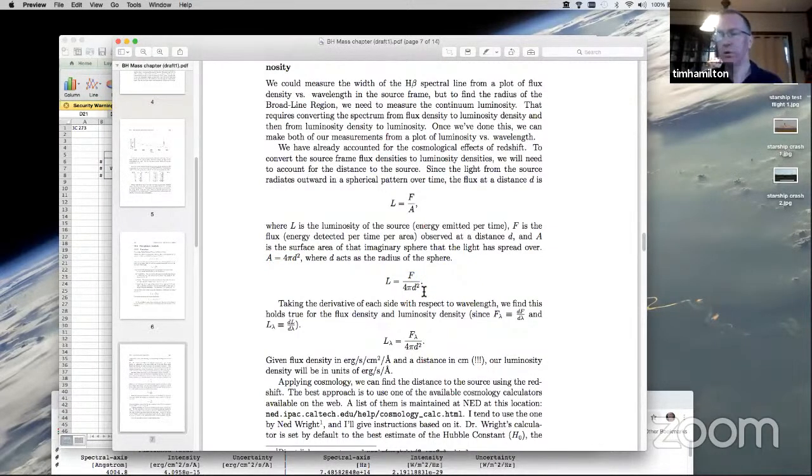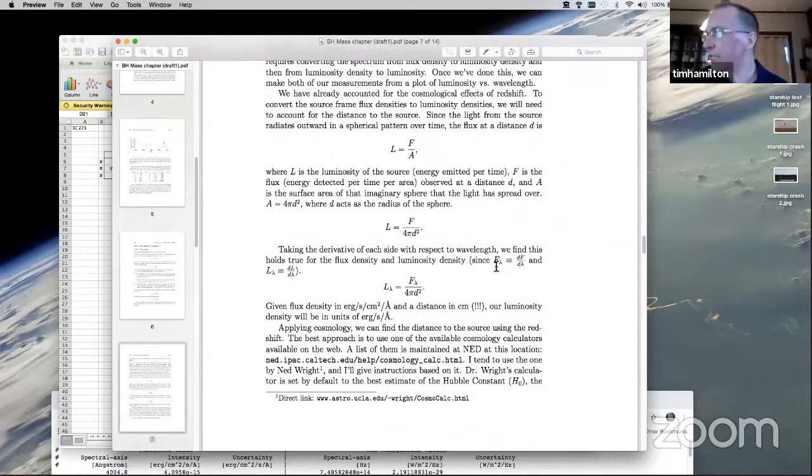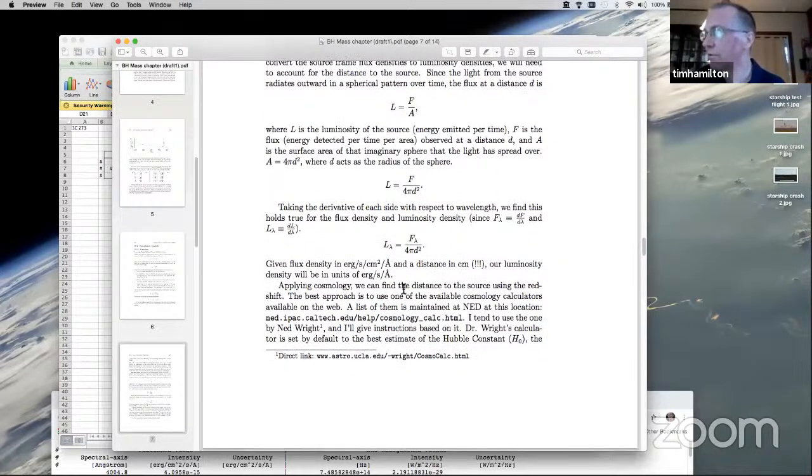Now, we're looking not with luminosity and flux, but with luminosity density, flux density per unit wavelength. Well, that is defined as the derivative of flux with respect to wavelength, or derivative of luminosity with respect to wavelength. And the same equation holds for them too. You take the derivative of both sides, you get it. So that works out very nicely.